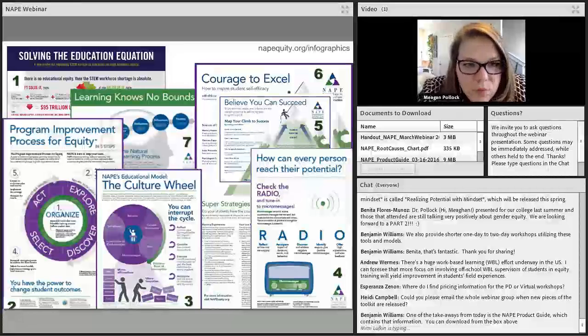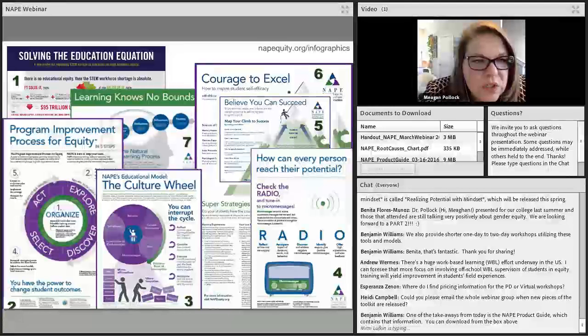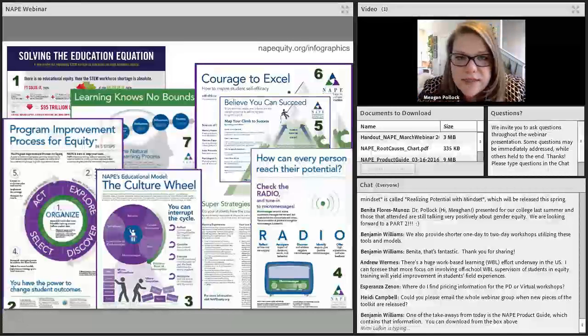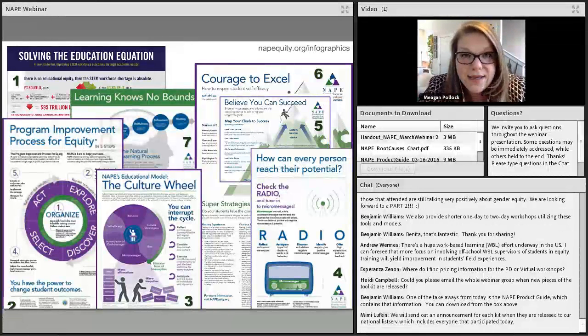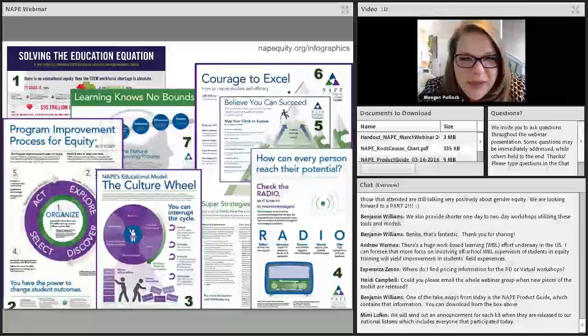We also have the radio framework, How Can Every Person Reach Their Potential, with the mnemonic there. And then we have a poster on Learning Knows No Bounds. And then we also have an infographic poster that lays out all of the different images in a sort of equation style based on the Solving the Education Equation report.